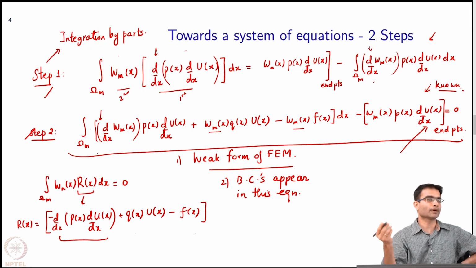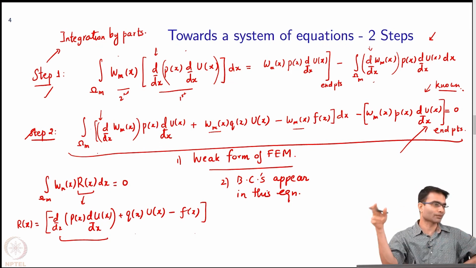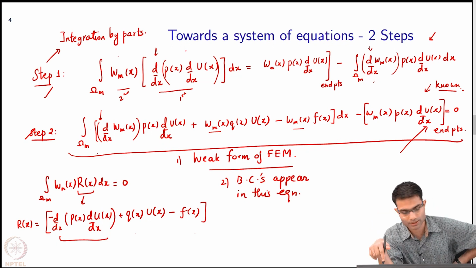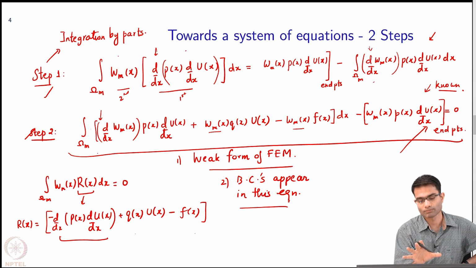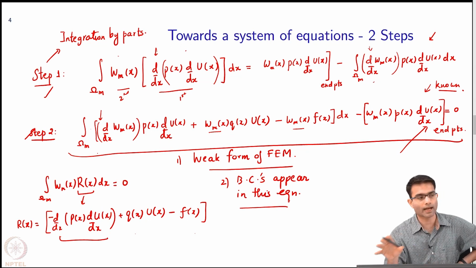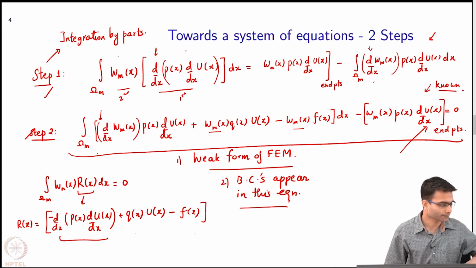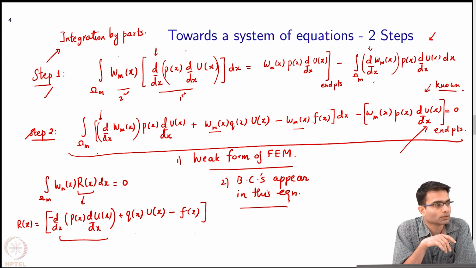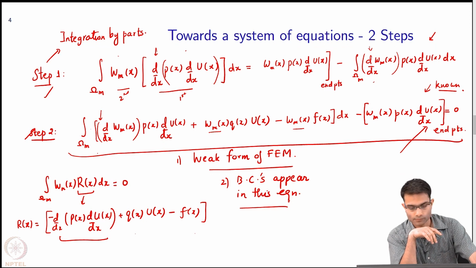Boundary conditions in a 1D case simply means endpoints x naught and xn, whatever, right? So that's another nice aspect about this equation, that the differential equation and the boundary conditions both have appeared in this in one shot. Okay. It's fine? Okay.